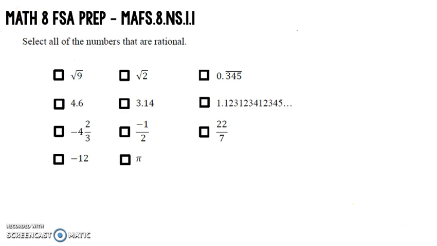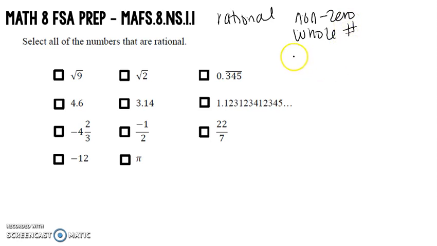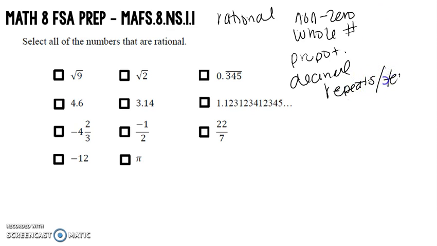And let's just take a look. Select all the numbers that are rational. In order for a number to be rational, it needs to be a non-zero whole number that could be written as a proportion, where the decimal, if it is in decimal form, either repeats or terminates. So let's go ahead and take a look at these.